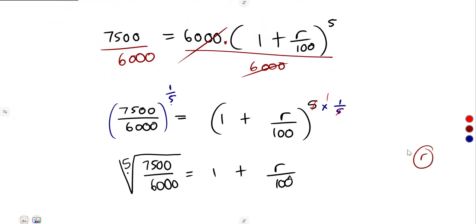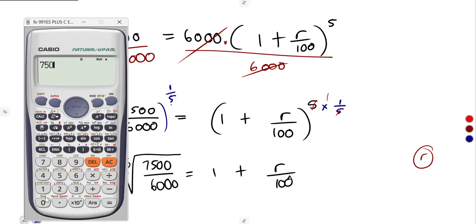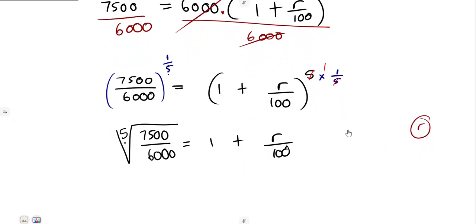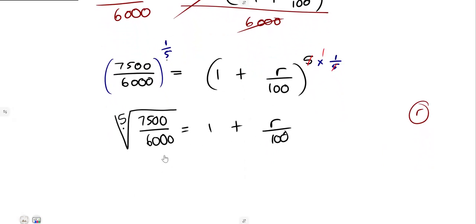The reason why I'm not simplifying here is because we are dealing with financial maths. You only round off the final answer. So you must carry on these values. You can reduce them on your calculator, 7,500 over 6,000. This here does not affect our answer, 5 over 4. You can work with 5 over 4. It is one and the same. But do not simplify and then start to round off. Do not round off anything until the final answer.